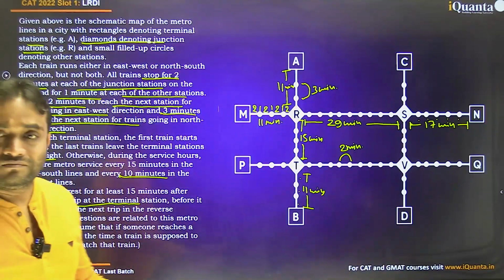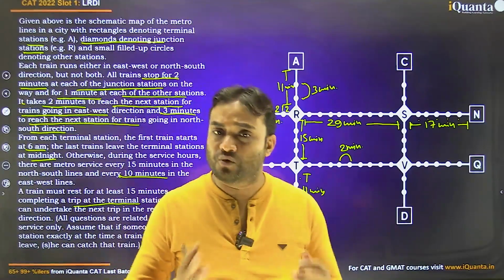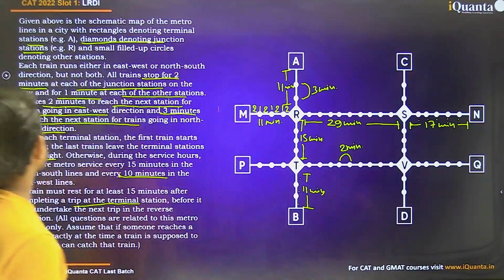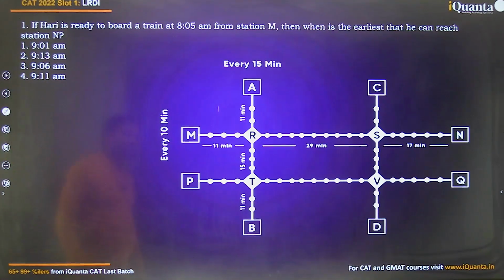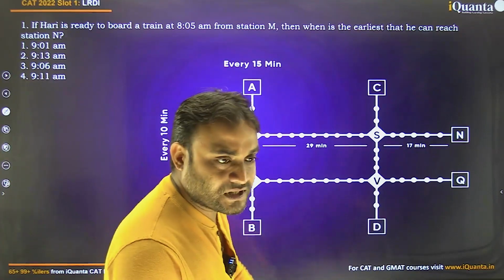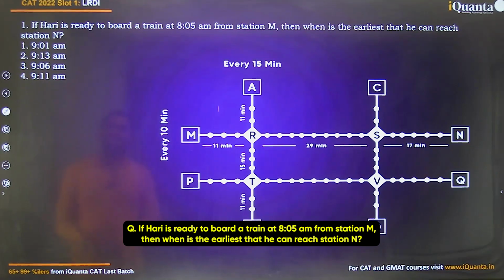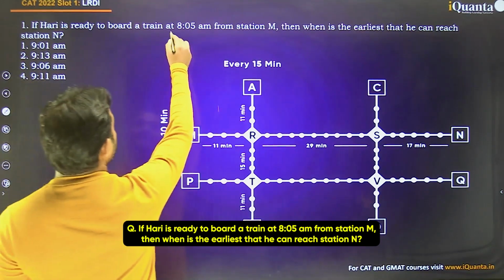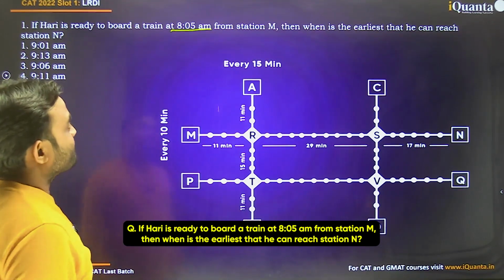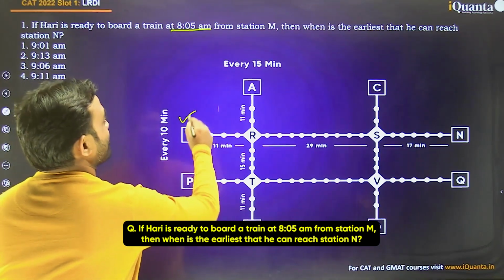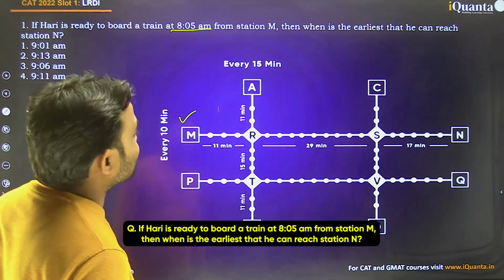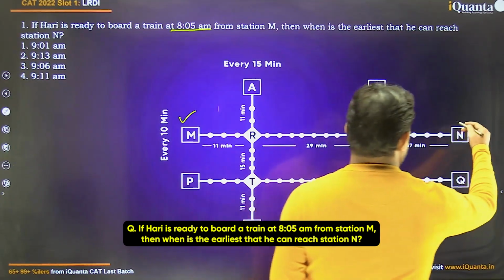Now, this is the only information that we need to know before we start solving questions. So now let's start solving the questions. I have indicated all the information that we know till now. It says, if Hari is ready to board a train at 8:05 am from station M, then when is the earliest that he can reach station N?